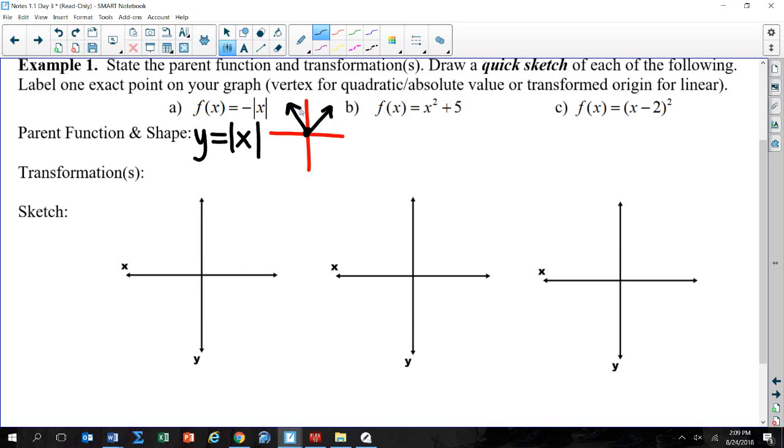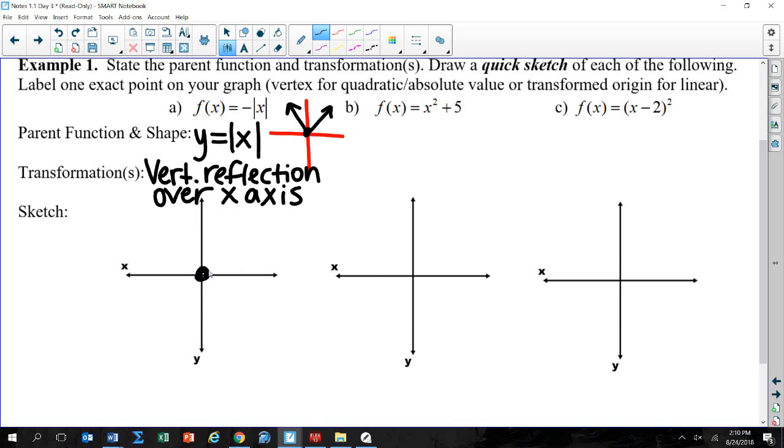So now I'm going to transform that shape. What do you think the negative out front tells you to do? Yeah, it's going to switch it. If it's negative, it would be plus. If it would be plus, it would be minus. What's going to happen, though, to the V? It's going to reflect down, right? Instead of opening up, my V shape is going to open down. Okay, so my transformation is a vertical reflection over the x-axis.